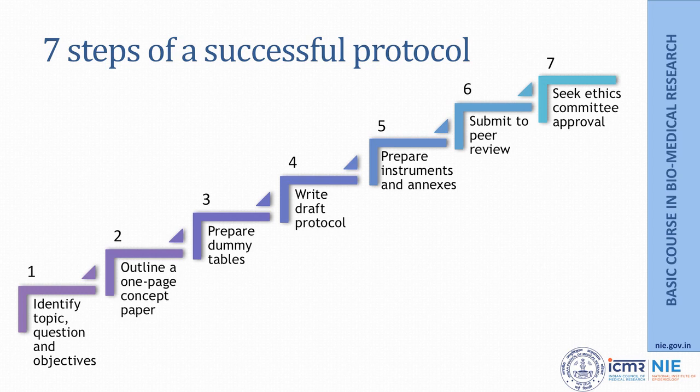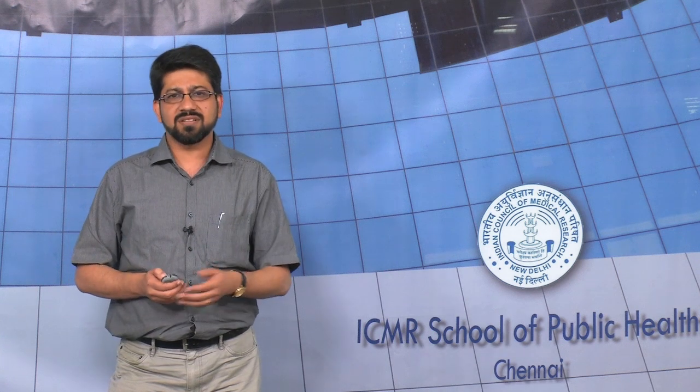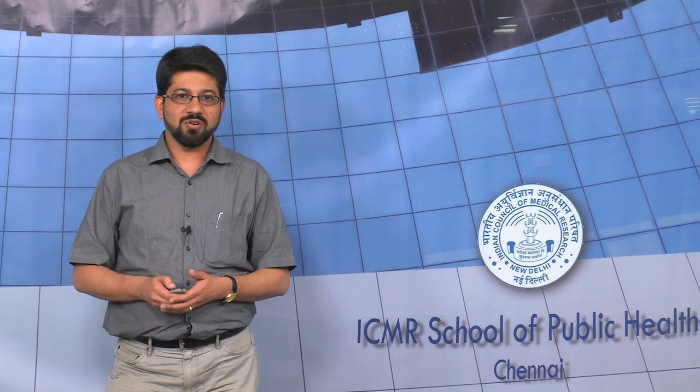of writing your protocol. We usually start off with writing a draft protocol and then it is refined, adding various elements to it, and ultimately ending up with seeking ethics committee approval before you are able to actually do the study. Remember that when you first start out writing the protocol, you are basically writing it as you are thinking about it, and if you have already made a concept paper, you are in a good position because you can then just use the concept paper as an outline to actually write in more detail about various aspects that you have already mentioned as bullet points in your concept paper and develop it into a protocol.